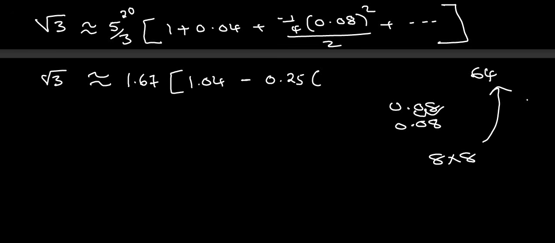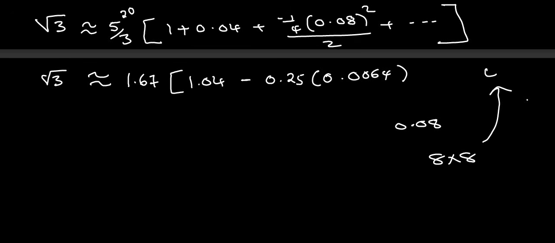So this is 0.08 times 0.08. So 8 times 8, that's 64. Then we're having 4 decimal places. So we have to go back 4 times. So this is going to be 0.0064.